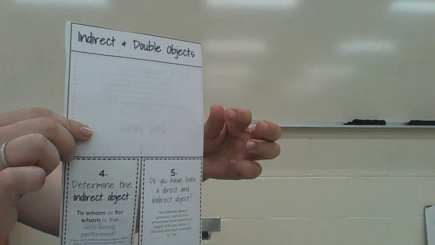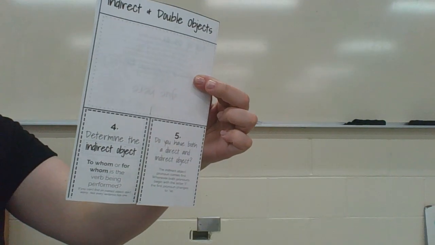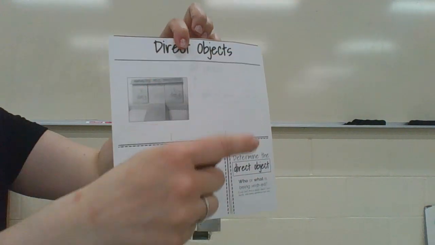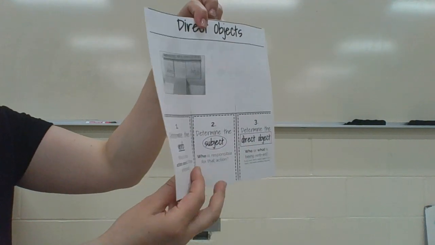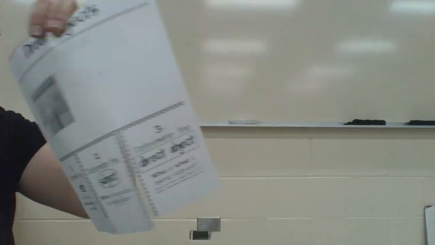What you're going to do is cut them. So this indirect and double objects, you want to cut around the edges and then make sure you cut down the middle. And then this one that's direct objects, cut around the edges and then cut down these sides so that they flip open and shut like that.